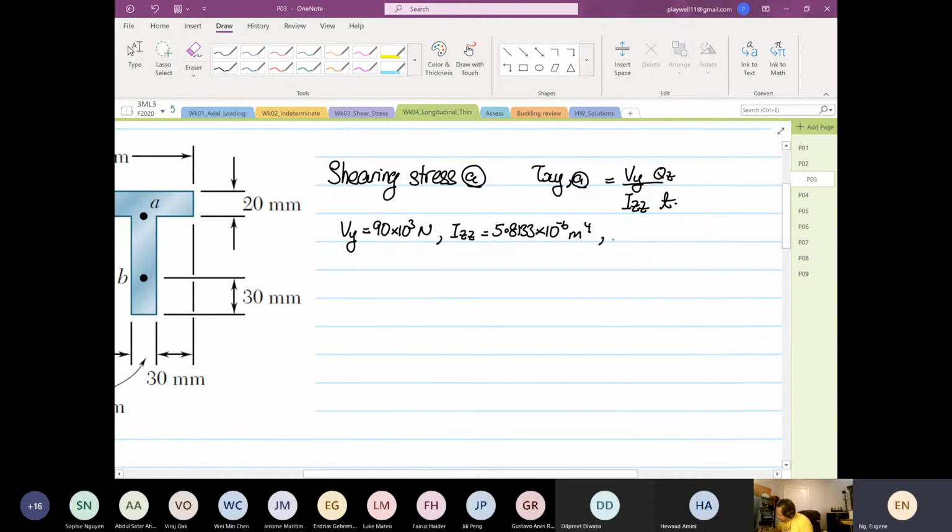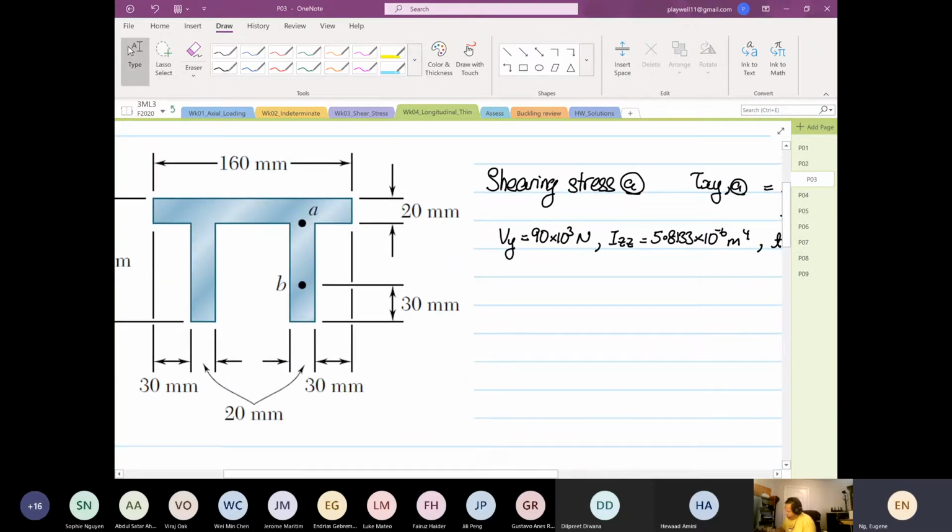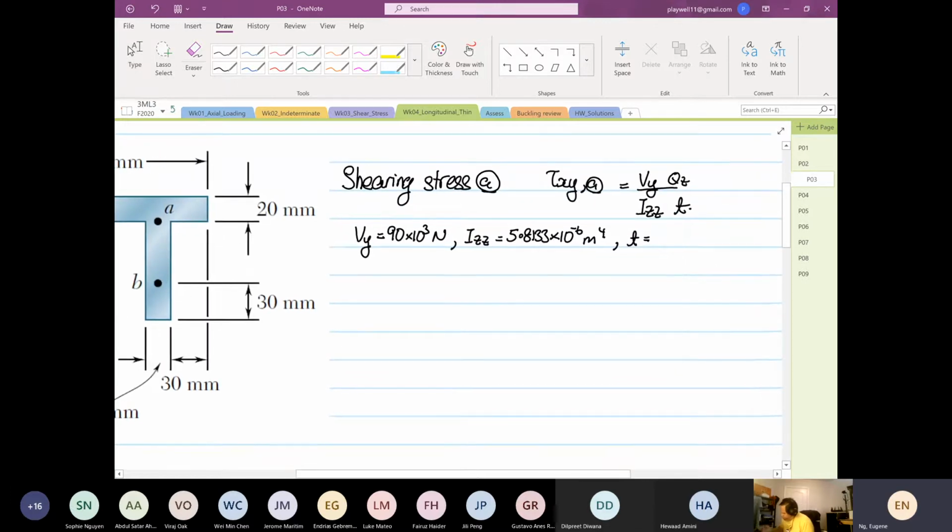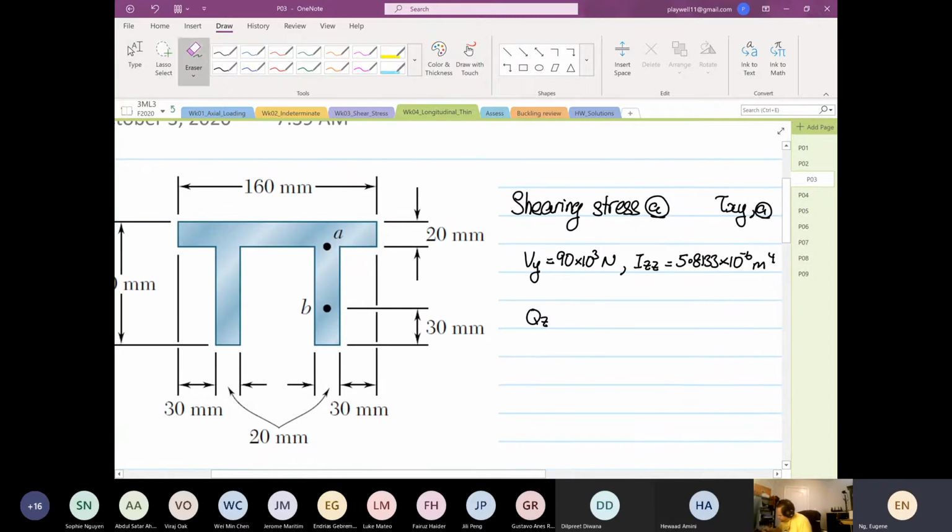Now thickness, T is equal to what? Because the stress is going to shear between left and right, thickness is equal to twice times 0.02. So later on we put in, we know that is the left and right. So from here we find our Qz at point A. So we have to consider what? This area.